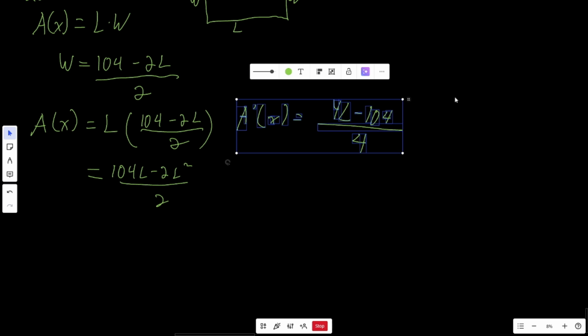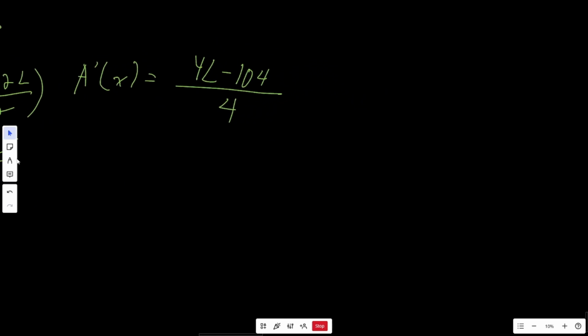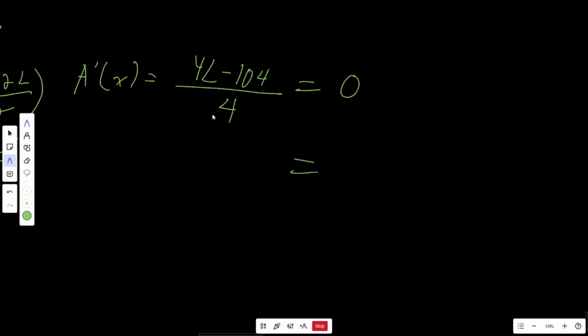Now, from this derivative of area, we want to equate this to 0, because we want to find out the maximum. So we're going to equate that to 0, and we're just going to use algebra to isolate L. So we'll just remove the 4. This is basically gone already, because 4 times 0 is 0. Then 4L minus 104, so we're going to move the 104 to the other side here. Divide both sides by 4.